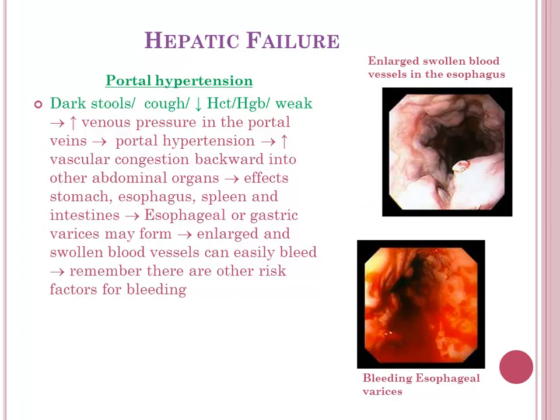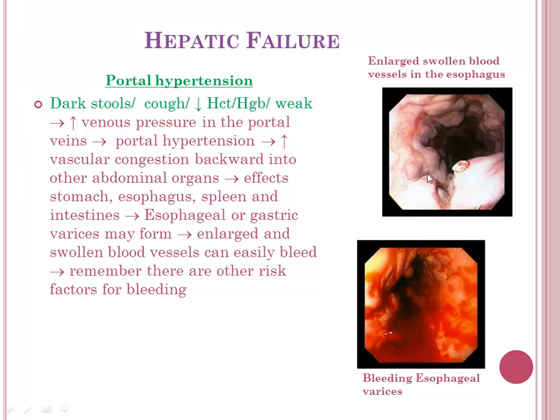Let's talk more about portal hypertension. This lady had dark stools and a cough and a hemoglobin that was decreased, as well as being weak. Well, what happens with portal hypertension is we have vascular congestion backwards that affects the other abdominal organs, and we said a lot of effect on the stomach and the esophagus and the spleen. And what will happen is these things called esophageal varices may form. Now, if you think of a varicose vein on your leg, it's a dilated vein. And what happens is these veins in the esophagus will become engorged or enlarged.